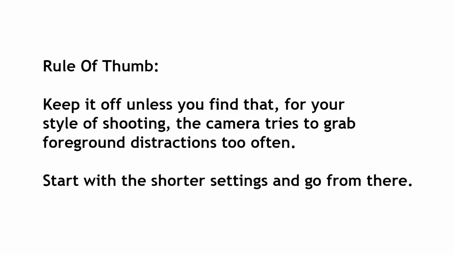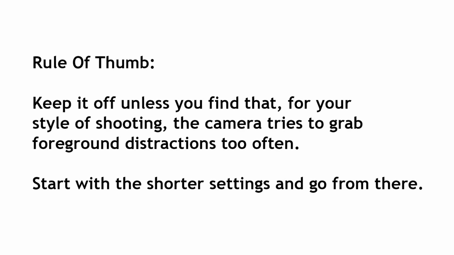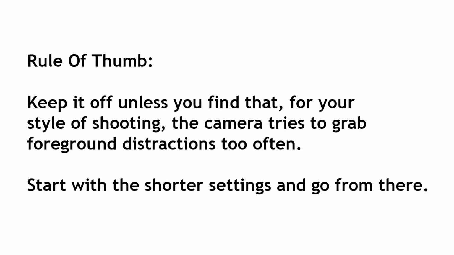Honestly, I think this is probably much more useful for sports shooters as they track a player on a field with other players constantly getting between the photographer and the subject. So, keep it off unless the camera seems to be jumping to foreground objects too much, and then start with one of the shorter settings. This is one mode where there just isn't one hard and fast rule. It all depends on what you shoot.